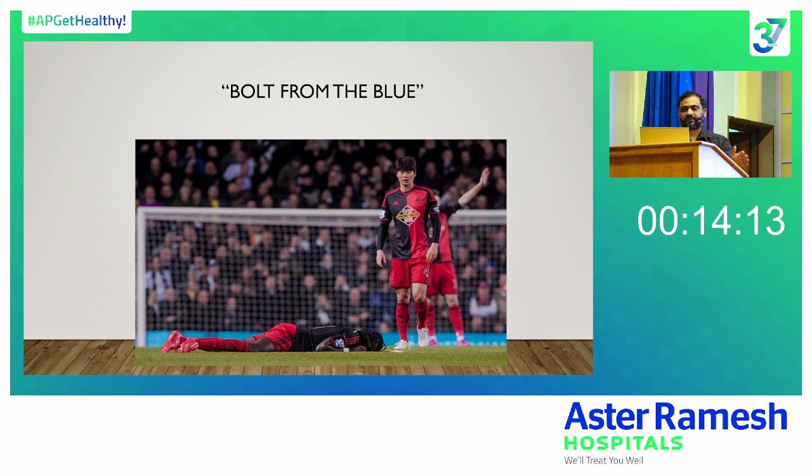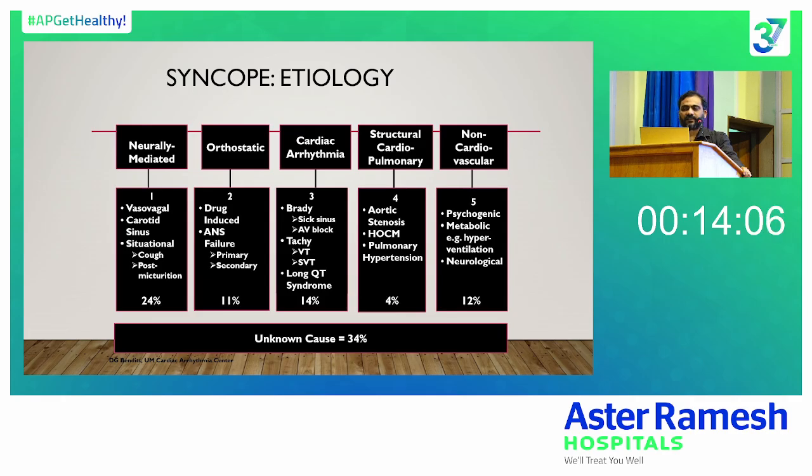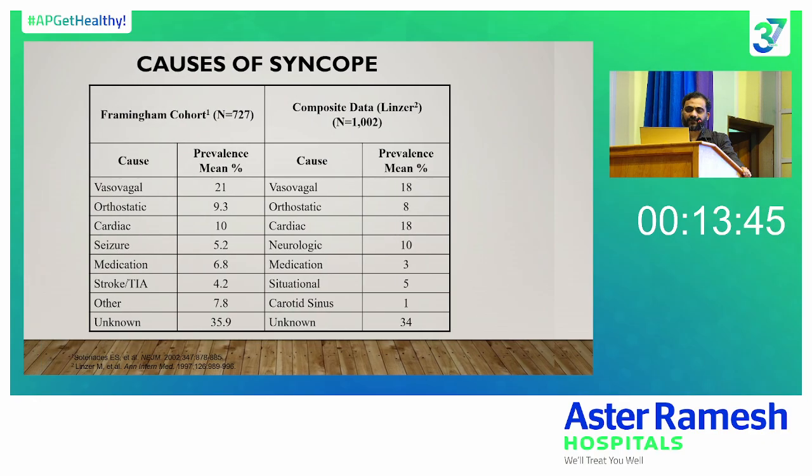Actually have catastrophic outcomes. This is very common, and comes up in the news also. If we see the etiology, the most common syncopes are still neurally mediated and orthostatic syncopes. The cardiac syncopes are probably the second most common cause, with arrhythmic causes being more common compared to the structural causes. The non-cardiovascular causes, including the neurological syncopes, are probably around 10 to 12%.